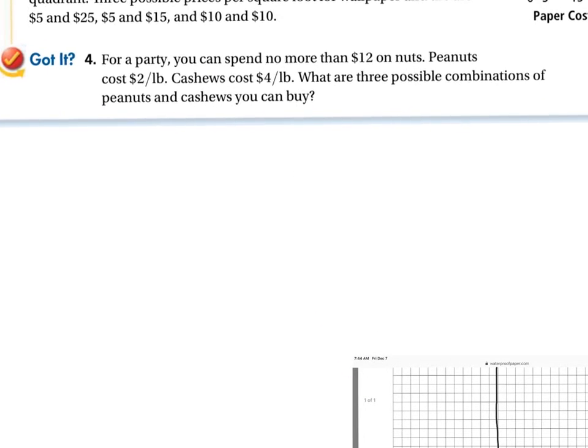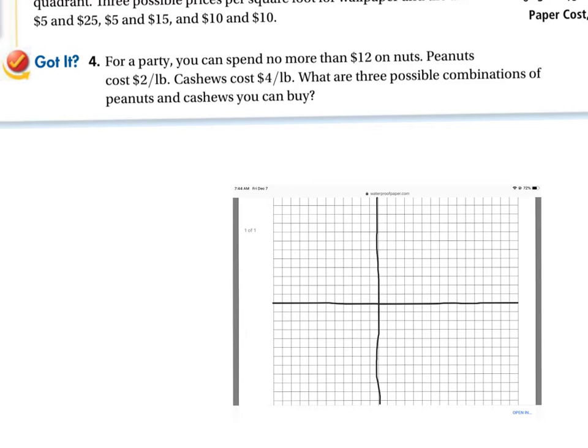So problem 4, the party can spend no more than $12. Peanuts are $2 a pound. Cashews are $4 a pound. What are 3 possible combinations of peanuts and cashews you can buy? Okay, so our limit is $12. Peanuts are $2 a pound and cashews are $4 a pound. So first thing would probably be defining our variables.